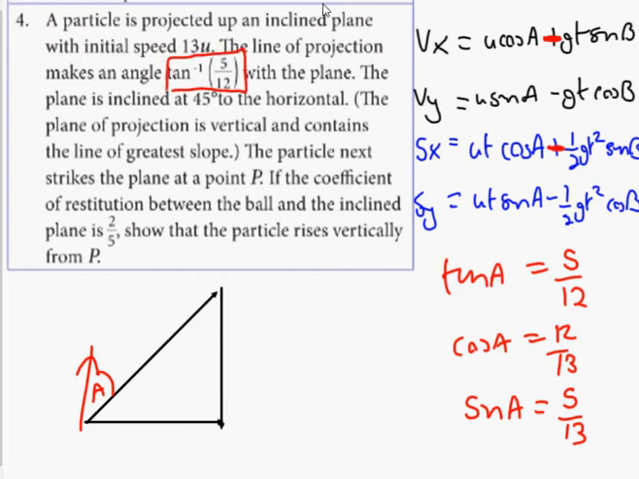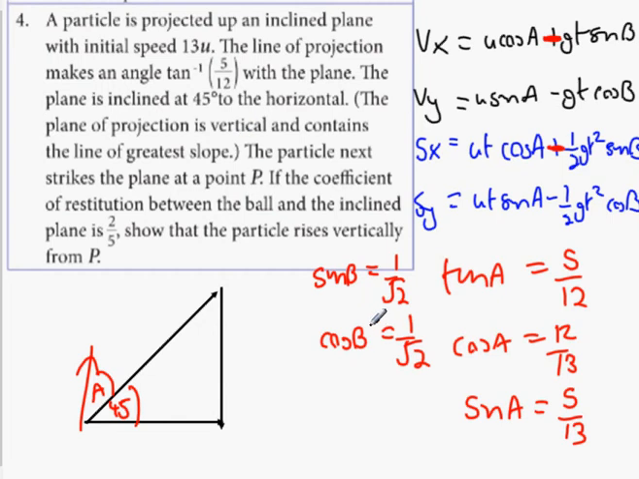The plane itself is inclined at 45 degrees to the horizontal. So that makes angle B 45 degrees, which means that sine B is 1 over root 2. Cos B also equals 1 over root 2. So we have both 1 over root 2's here. The plane projection is spherical and contains the line of greatest slope. That just means it's a standard question, okay?